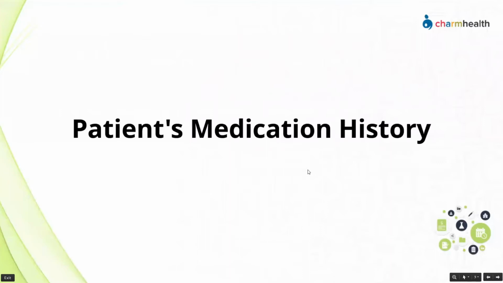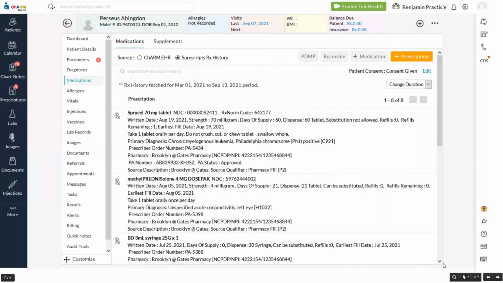So first we have our patient medication history. Here in the patient's file, you'll see we're in Perseus Abingdon's file. Under medications, we can see all of their medication history. You can see up there, it'll say the Rx history was fetched from this date, and you'll be able to view the actual prescriptions and all the information that is associated with them.